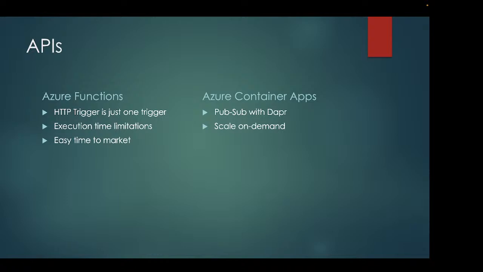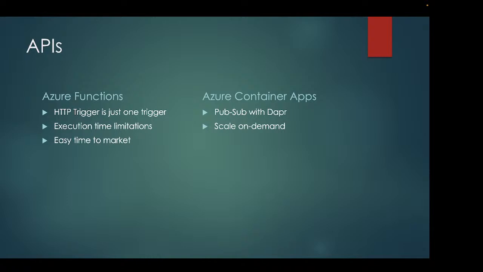Basically, you don't have too much control onto the API, and it's easy time to market. You can even create a function on the Azure portal itself. So it's very easy to create Azure function. Another thing is that within a single function application, you can have multiple triggers. So if you are having the HTTP trigger, you can have a service bus trigger as well.